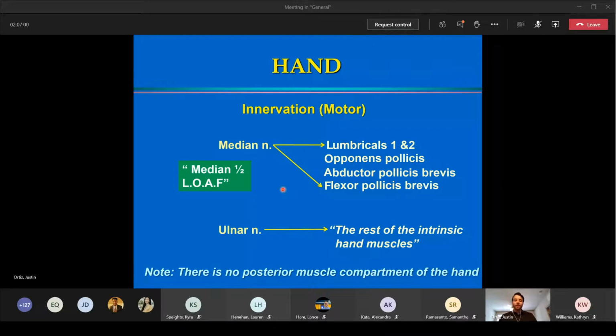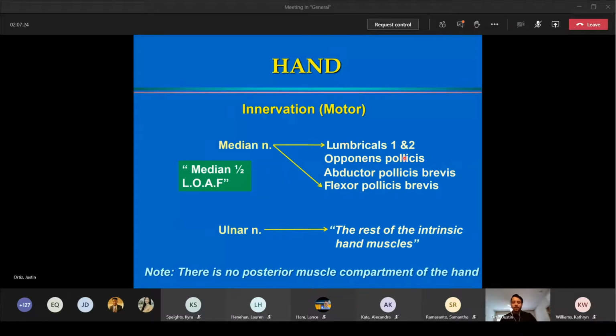So it's going to be opponens pollicis, which would be on your thumb side. That would be the deepest one. Then you have your abductor pollicis brevis, which allows for abduction of your thumb. And then you have your flexor pollicis brevis. These all are going to be innervated by the median nerve. So if you remember median 1/2 loaf, then you know everything else is going to be ulnar.